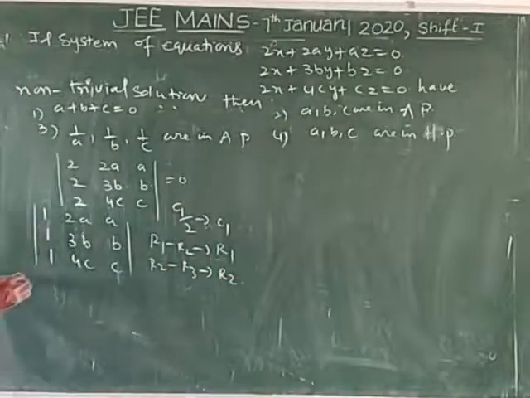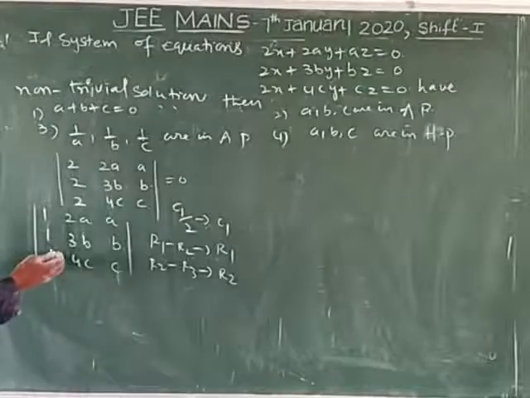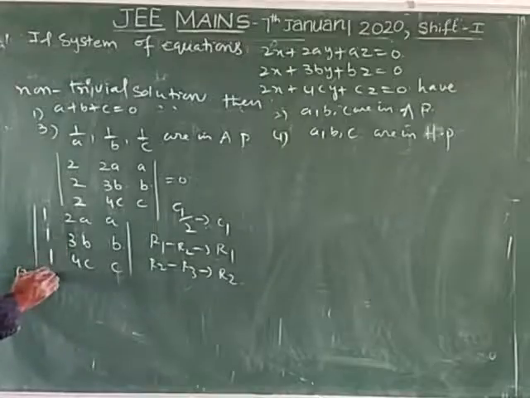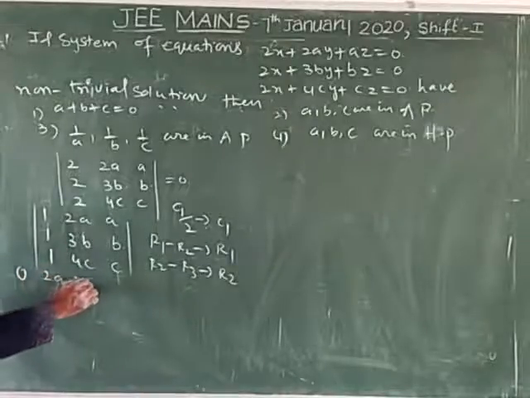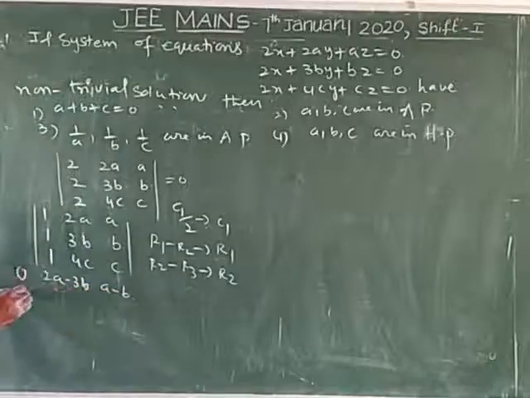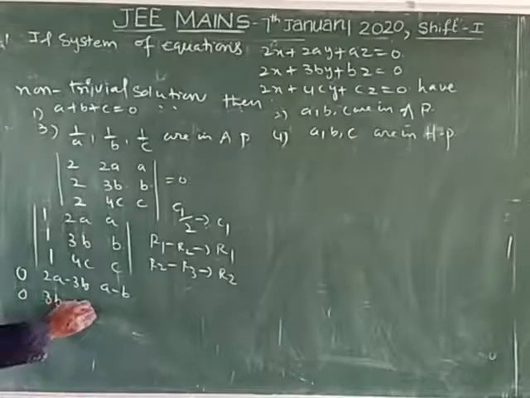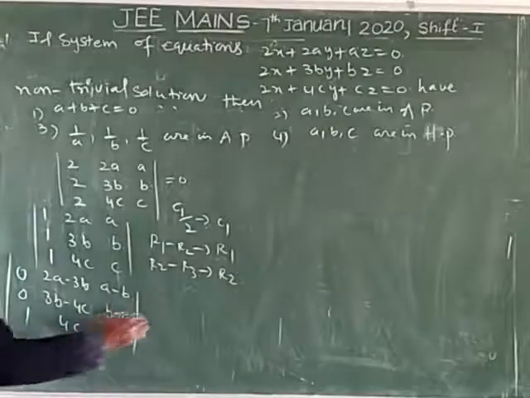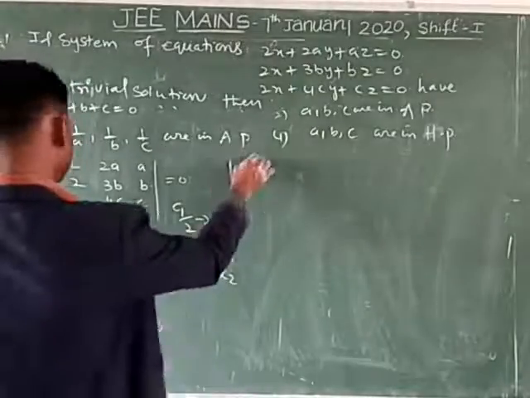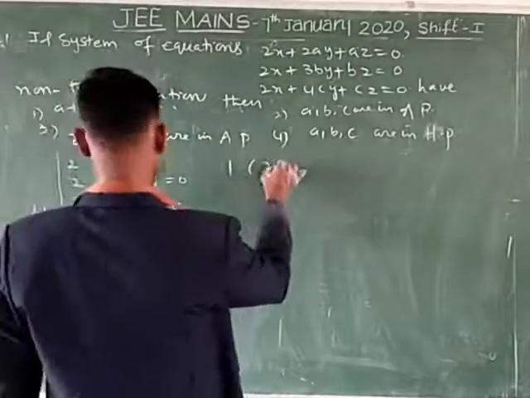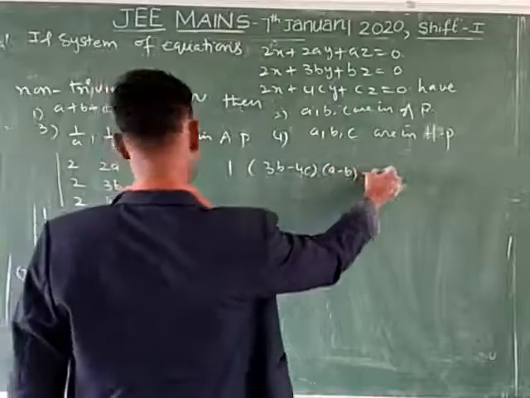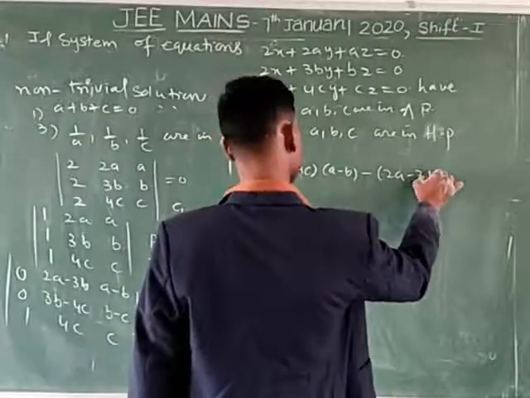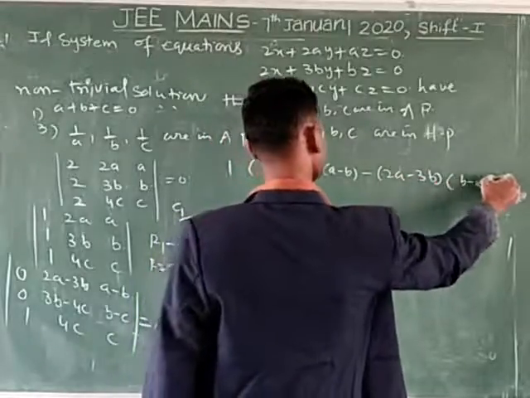Now here we get two zeros, no problem. Here 0, then 2a minus 3b, a minus b. Next 0, 3b minus 4c, b minus c. Then 1, 4c, c is equal to 0. Now you can find this value. Here 1 into (3b minus 4c)(a minus b) minus (2a minus 3b)(b minus c) is equal to 0.